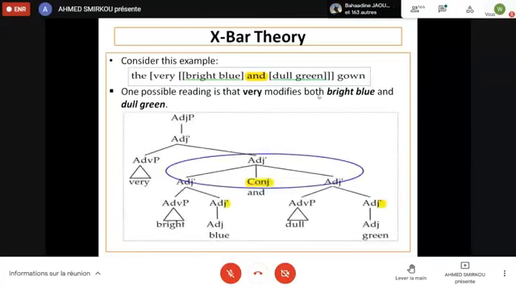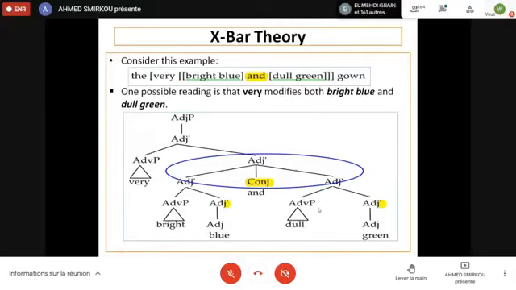So look at this example. Here we have the conjunction between two adjective phrases. So remember the rule: adjective bar, conjunction, adjective bar. Very simple. Okay? So adjective bar here, we have the adverb phrase. Bright, the adjective bar, blue.